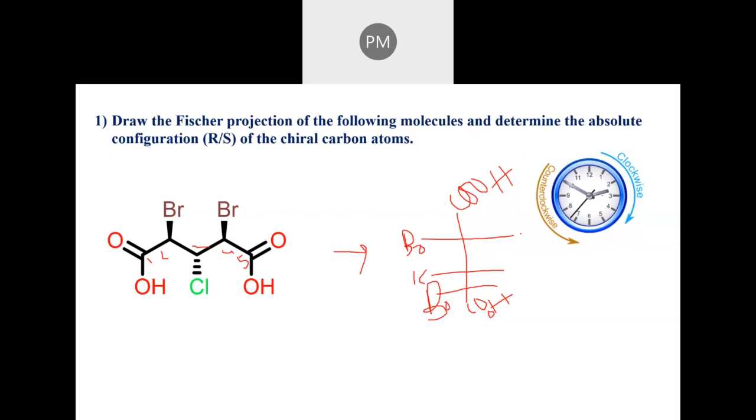So now what is present except hydrogen? So all 3 positions are hydrogen. Now we have to find out, for these 3 chiral centers, which are R and which are S. So for that we have to give the priority. So this one will be first priority.